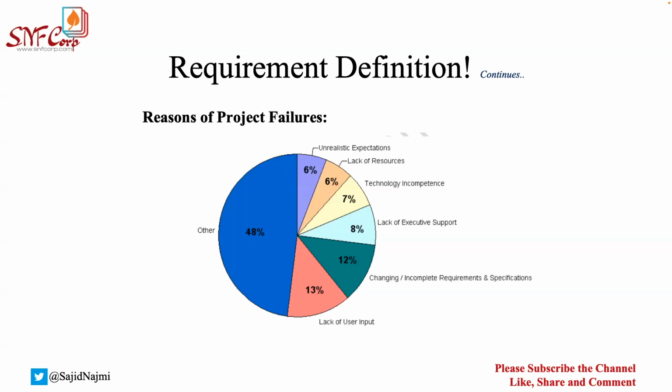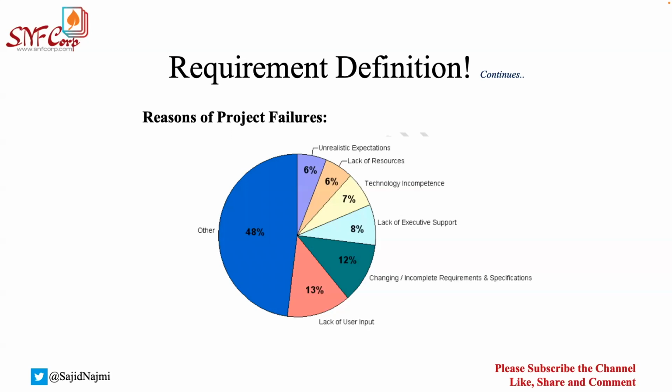Lack of resources, 6% again. So what do you mean by lack of resources? When I'm saying lack of resources, this could be human resources, like the developers, or any other physical hardware or software resources that you may need in order to complete that project on time. So if you do not get all those things, there is a 6% chance that your project will fail if you do not have the required resources.